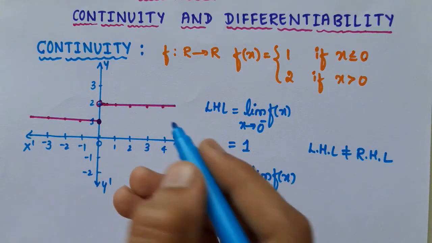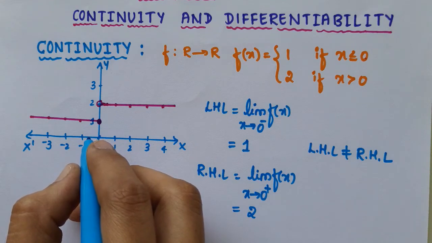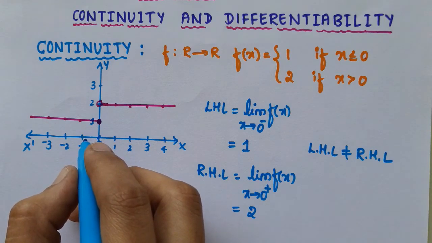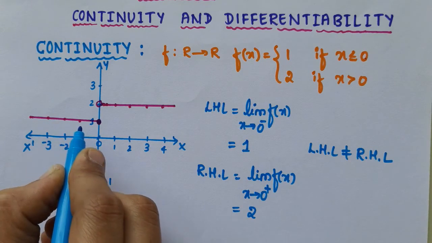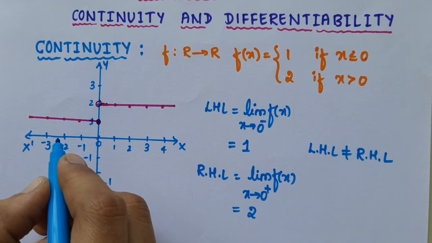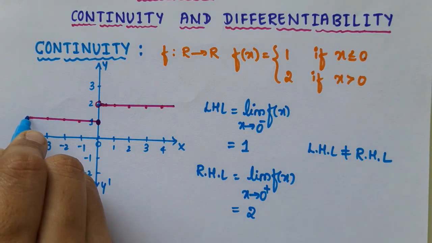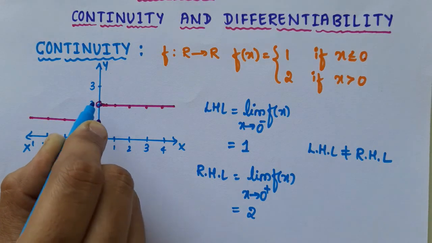And also, if we observe the graph of the function, we will note that when we try to draw the graph of the function, we cannot draw it in one stroke. That is, without lifting pen from the plane of the paper, we cannot draw the graph of this function. In fact, we need to lift the pen when we come to 0 from the left. That is, if we start the graph from the left hand side, we have to lift the hand at 0 to complete the graph.